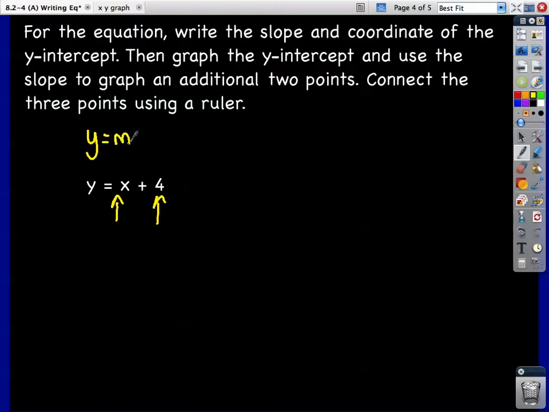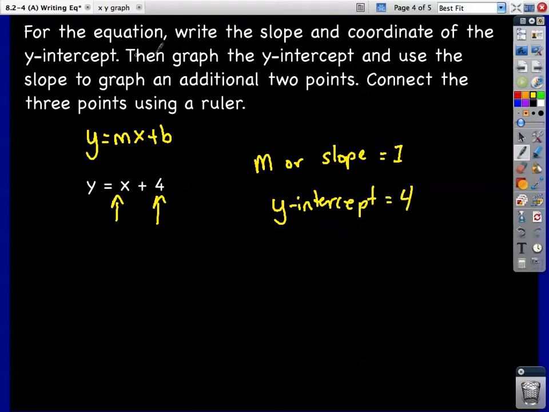Remember, this is what slope-intercept form looks like, and so the slope is whatever m is. In this case, there's no number being multiplied by x that I can see, so that means that m, or the slope, must be 1, because 1 times x is just x. Don't get confused and think it's 0, because if it was 0 there wouldn't be an x, because anything times 0 is 0. The y-intercept is pretty easy. That's just 4.